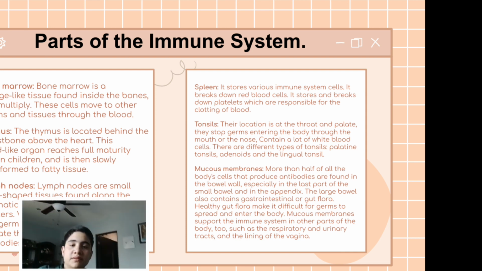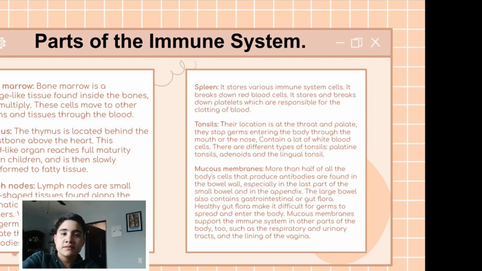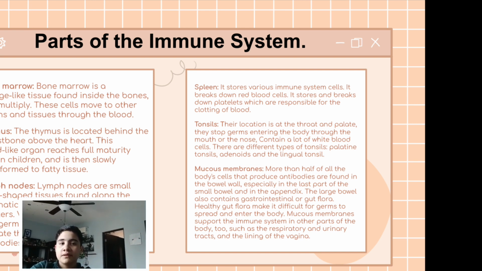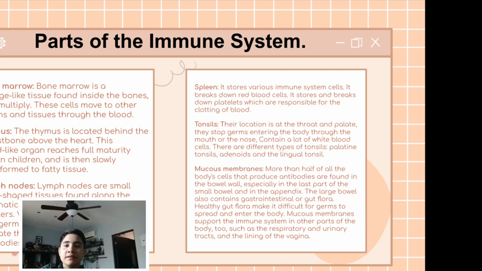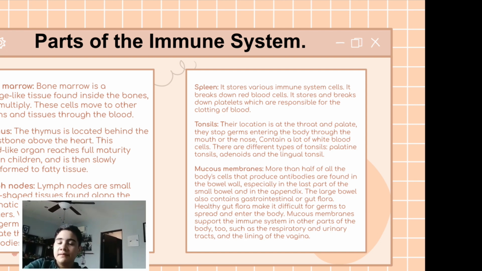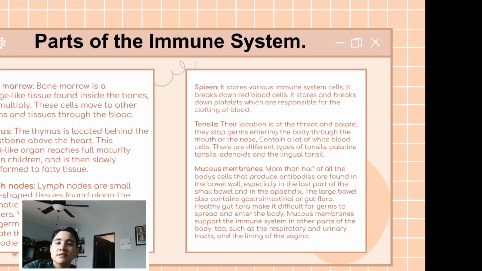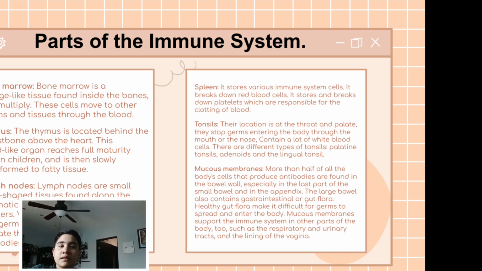Tonsils. Located in the throat, they stop germs from entering the body through the mouth or nose. They contain a lot of white blood cells, and there are different types of tonsils: palatine tonsils, adenoids, and the lingual tonsil. Mucous membrane. Most of the body's antibodies are produced in tissue found in the bowel wall, especially the last part of the small bowel and the appendix.